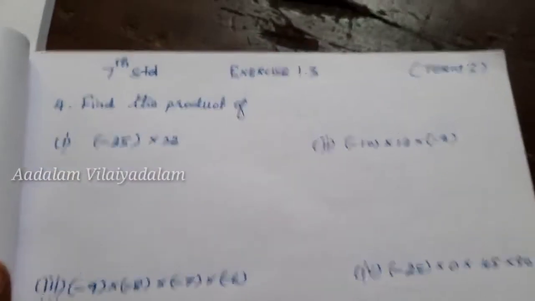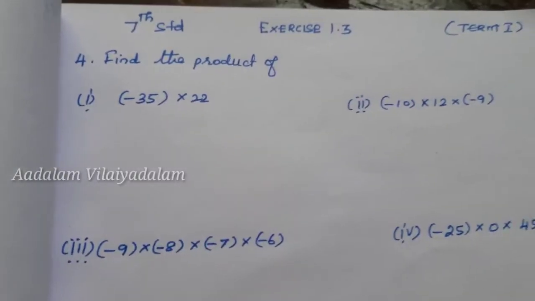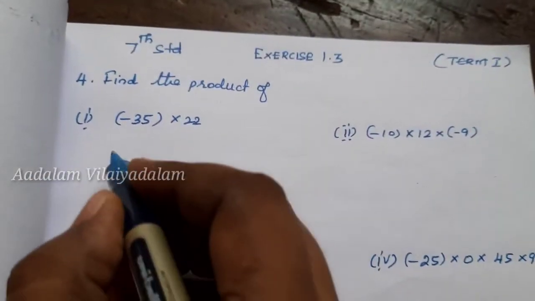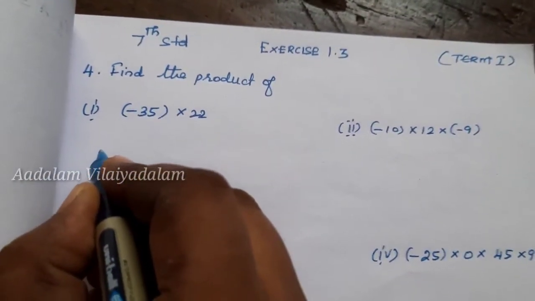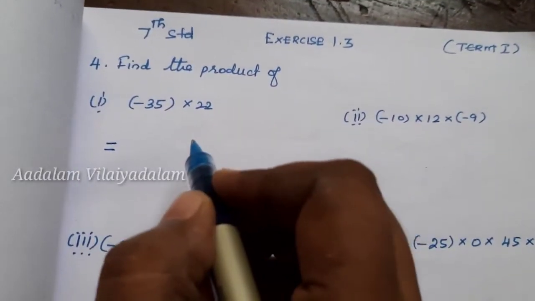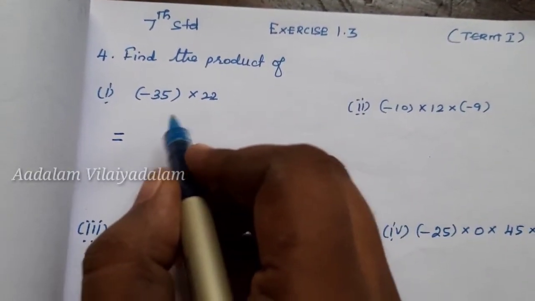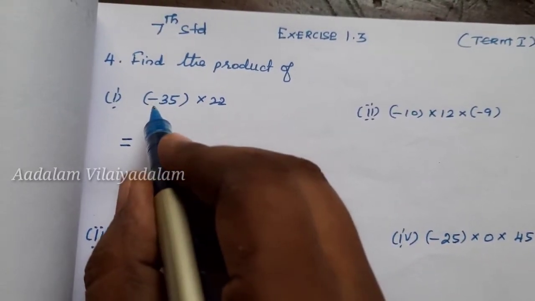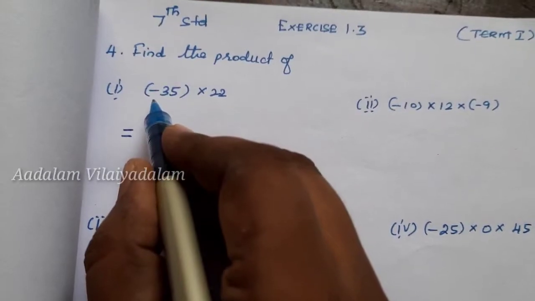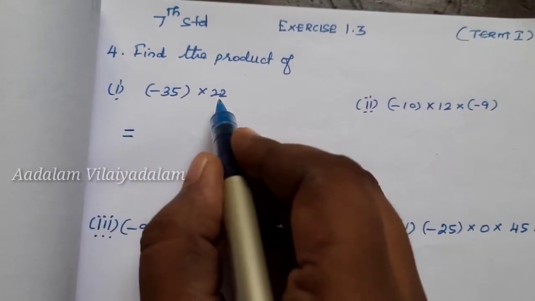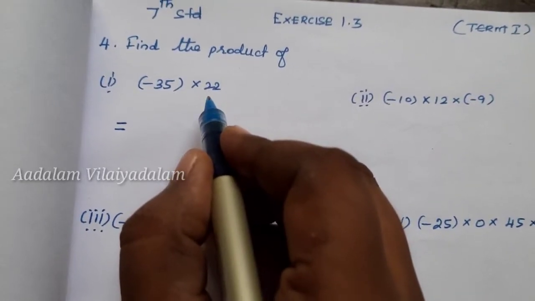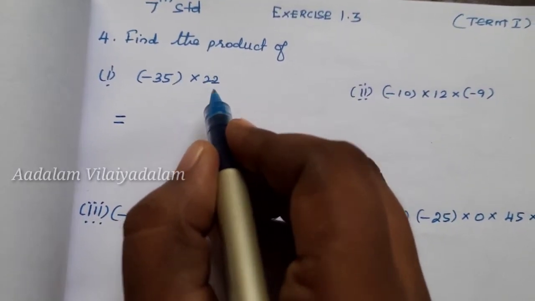Now let's move to the problem. Find the product of the given numbers. Here, before doing the multiplication, children, remember that you have to multiply the signs, that is plus and minus. What is given in the first number? Here they have given minus. What about the next number? Here they did not give any sign, which means the number is positive.